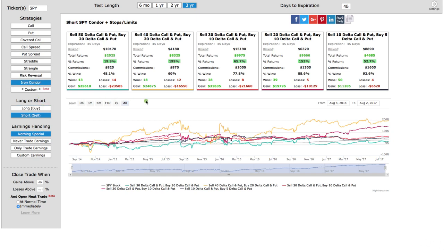And so what you'll see here is I've put 5 different scenarios on the board to show you the different widths of the wings for an iron condor. In this case, this is basically a butterfly spread where we're selling the at the money delta call and put and then buying the 20 delta wings.